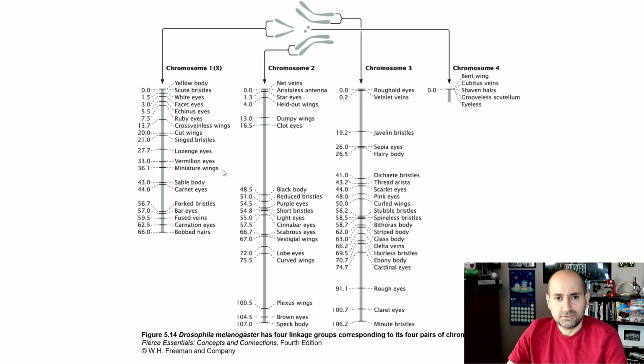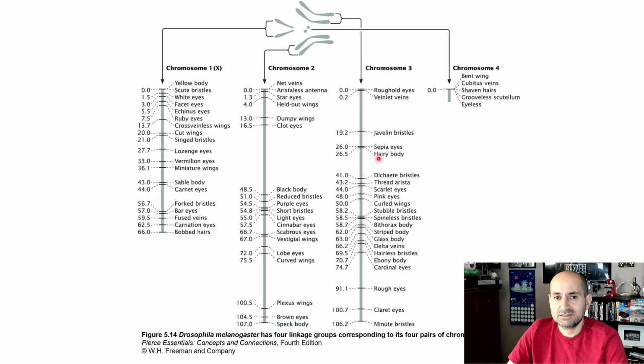And again, just to review, if two alleles are really close together, like sepia eyes and hairy body, do you think there's going to be a lot of recombination between these two? Or are they going to appear more linked? Are they going to show non-recombination? If you're going to see a sepia eye fly with hairy body, it's usually always the case. You're not going to see too many recombinants between sepia and hairy.